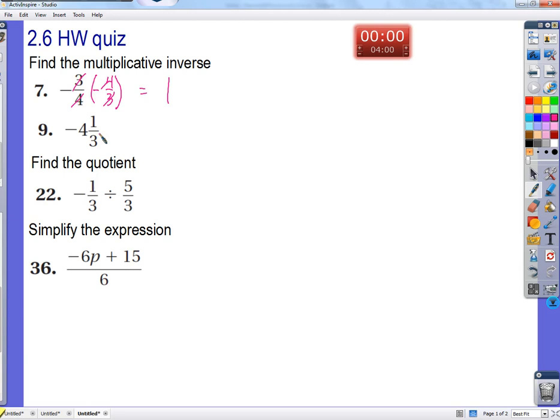How about do that? Step me through how you find this multiplicative inverse. On number 9? Yeah, on this one. To make it a mixed number, you would 8 times 3 times 4 and plus 1. Okay, so 3 times 4, and then you add 1, and you get negative, 3 times 4 is 12, plus 1 is 13, so negative 13/3. Who can explain why that works?